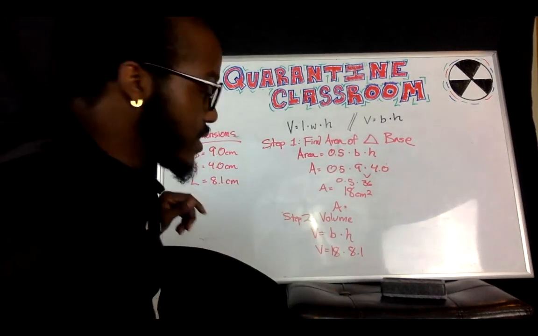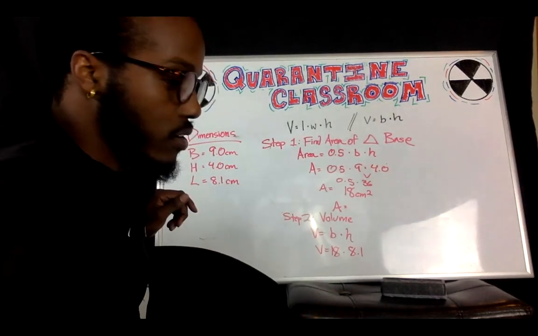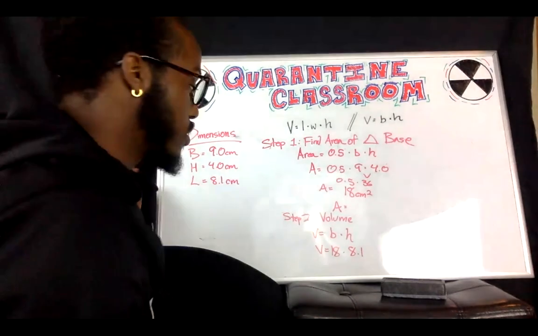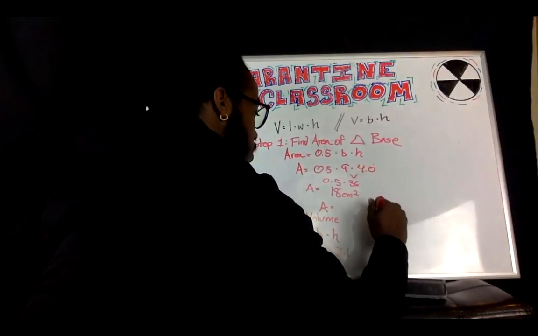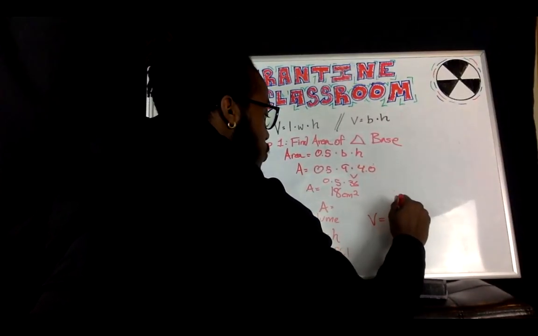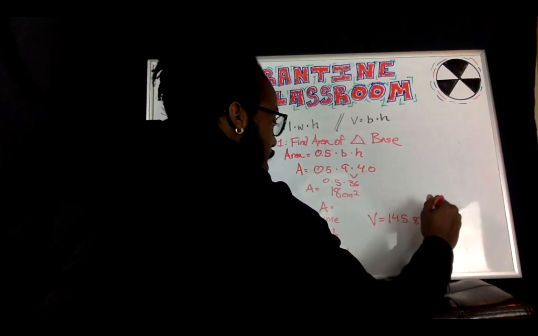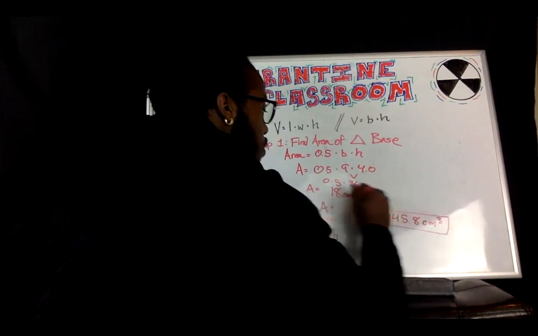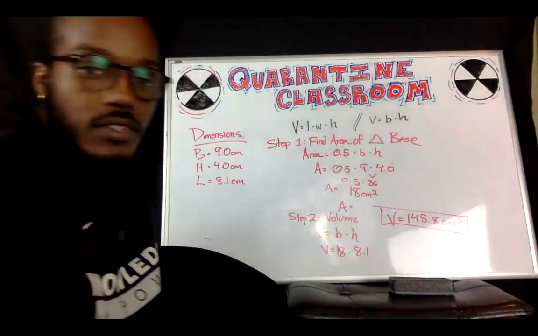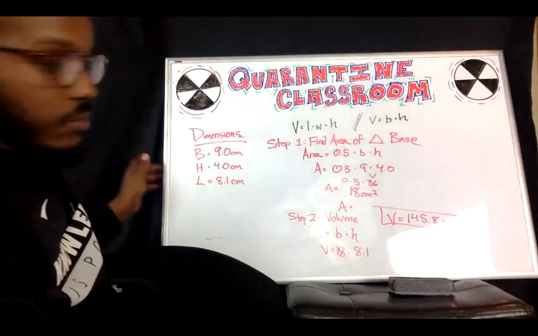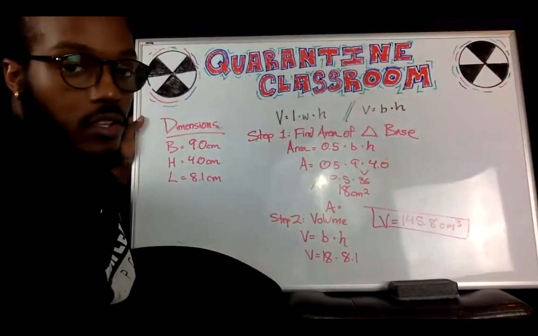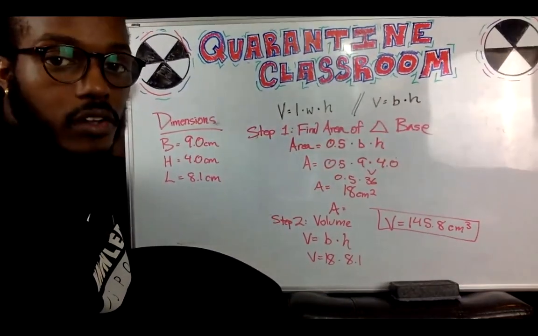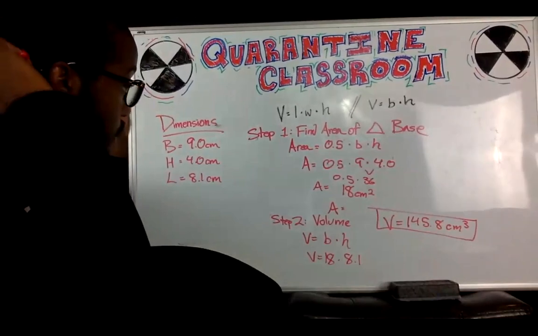Hey Siri, what's 18 times 8.1? 18 times 8.1 is 145.8. 145.8 centimeters cubed. And that is the answer. Let me show you. This is the work. If you need to pause and write this down, that's what you're gonna do.